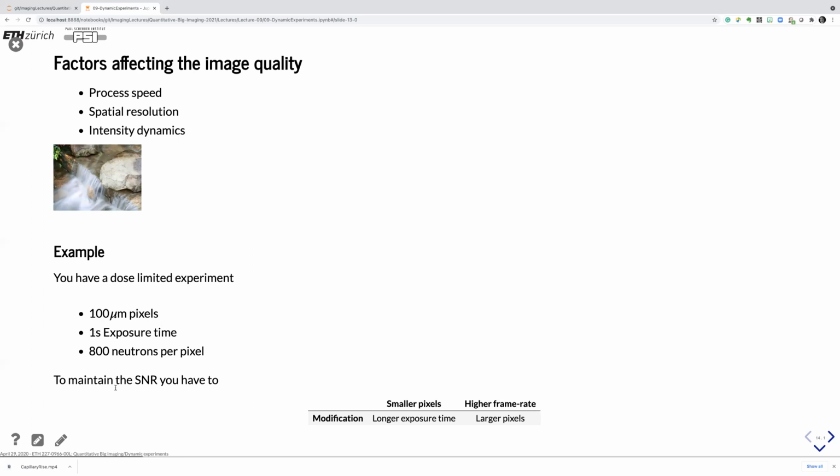But to maintain the signal to noise ratio under those conditions, you have to make larger pixels. The other way around, if you want higher resolution, then you also have to go for longer exposure times to get the same signal to noise ratio. And actually, this one, the pixel size goes quadratic, so it's really expensive to increase the spatial resolution.